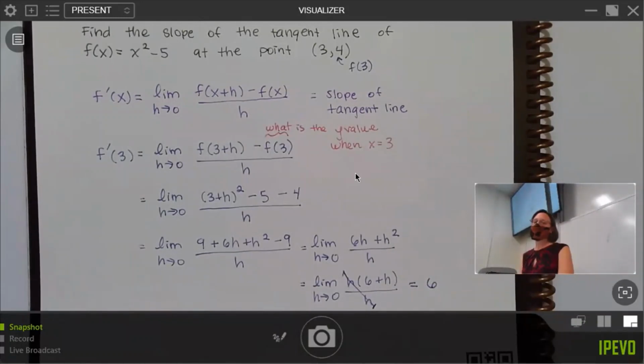Now, the good news is, if you know some things from a previous life, you can always check your work. So if you know how to take the derivative of x squared minus 5 using shortcuts, then you'd probably get 2x and then plug in a 3. So if you know some derivative shortcuts from a previous life, you can use them to check your work. You just can't use them to get all your points on the test.